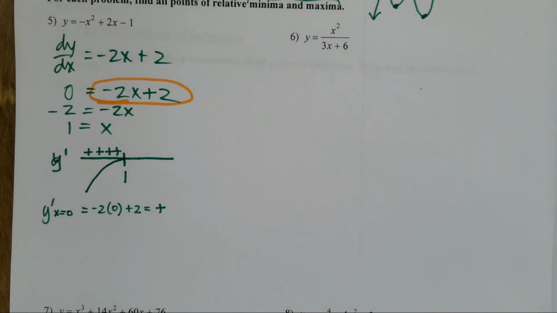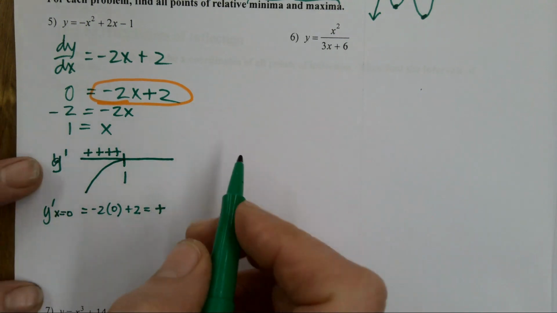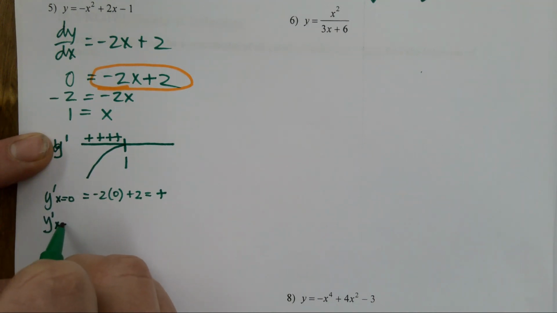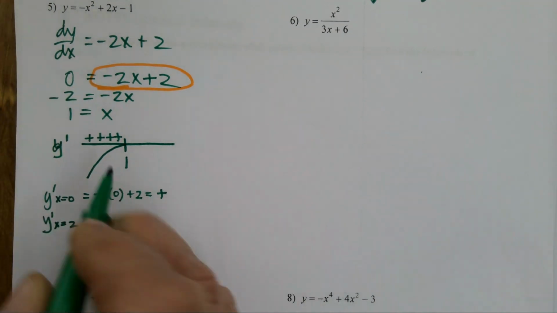Now I'm going to try a test location to the right of 1. And again, you can pick anything you want. You could do the square root of 2, 5, 10, 100, 2. It doesn't matter. We're just going to pick one. I'm going to find y prime when x is 2. We'll just go with that, 2.